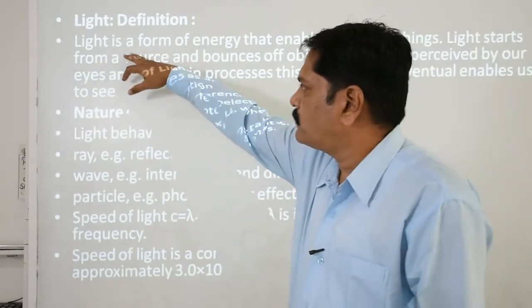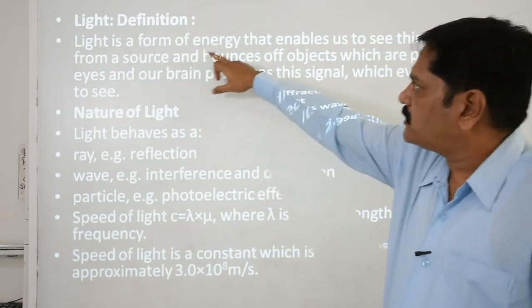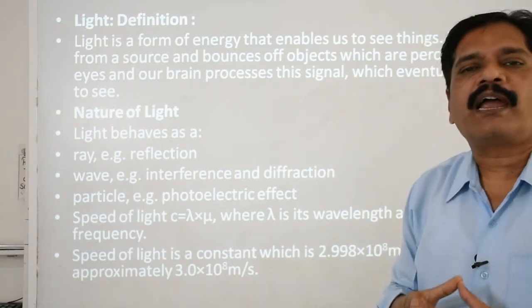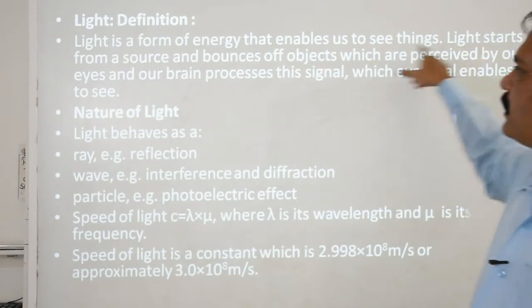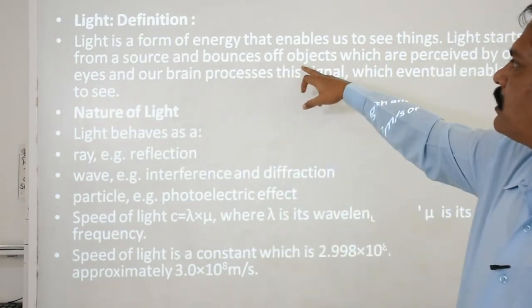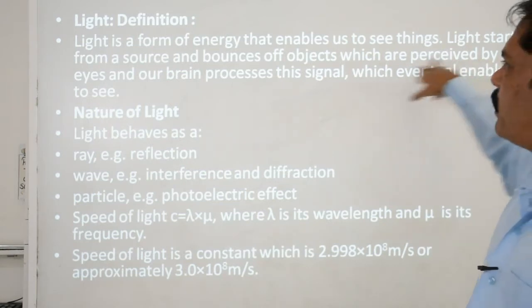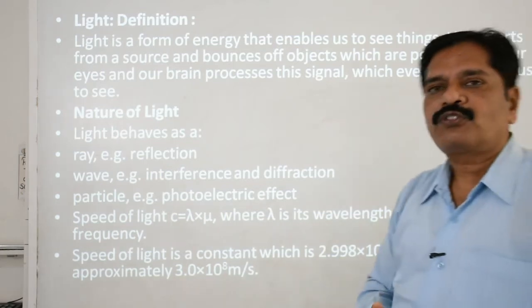So what is the definition? Light is a form of energy that enables us to see things. Without light you can't see anything. Second, light starts from a source and bounces off objects, which are perceived by our eyes, and our brain processes the signals, which eventually enables us to see.